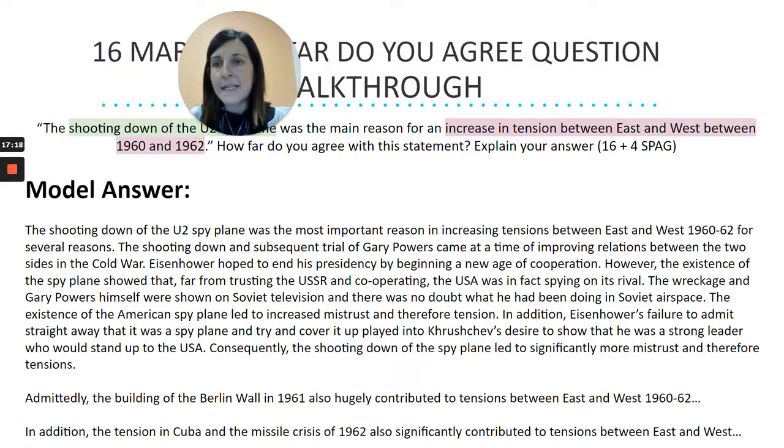The wreckage and Gary Powers himself were shown on Soviet television, and there was no doubt about what he'd been doing in Soviet airspace. The existence of the plane then led to increased mistrust and therefore tension. In addition, Eisenhower's failure to admit straight away that it was a spy plane and to try and cover it up played into Khrushchev's desire to show that he was a strong leader who would stand up to America. And therefore, the shooting down of the plane led to significantly more mistrust and tensions at a time when relationships had been getting slightly better.